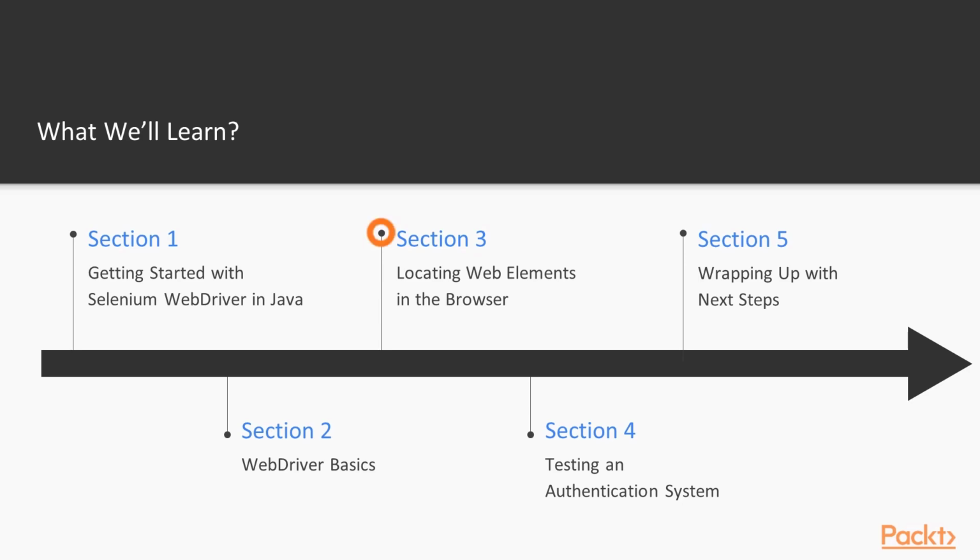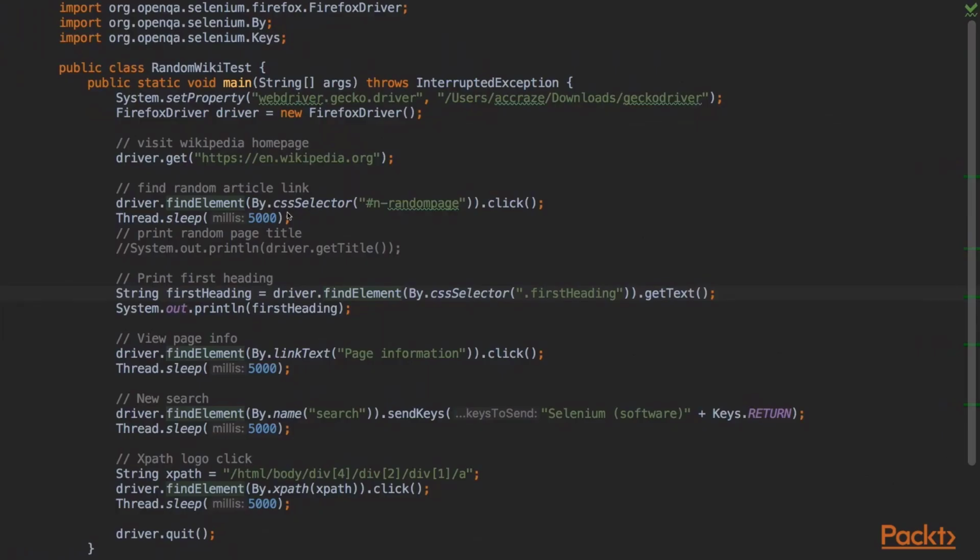In section 3, we'll talk about how you can locate different elements in a web browser and interact with them. We'll learn how to locate different elements using different methods like CSS selectors, and we'll also learn how to look up things by XPath, link names, all sorts of different options. And we'll show you how to do this by kind of expanding on our random Wikipedia search.